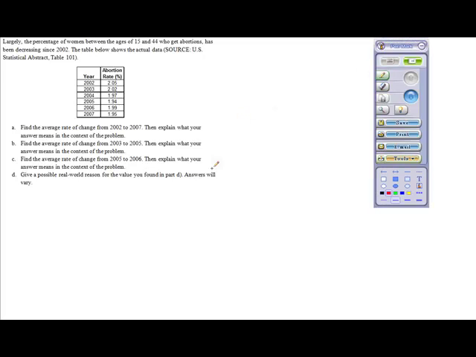In this problem we're looking at the abortion rate, which we can see has been decreasing since 2002 up to 2007. And in part A we're asked to find the average rate of change from 2002 to 2007, then explain what the answer means in the context of the problem. So we're first going to point out the two years that we're interested in. So there they are, 2002, 2007.